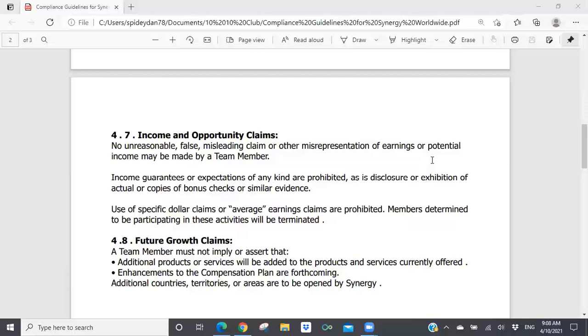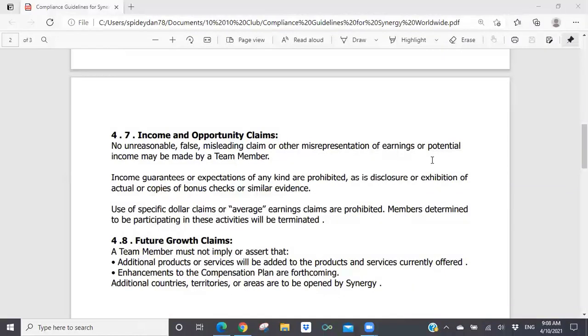So use of specific dollar claims or average earning claims are prohibited. I find that an interesting statement because Synergy actually has a document that shows the average earnings based upon levels of advancement in Synergy Worldwide, and we'll get to that in just a little bit. Members determined to be participating in these activities will be terminated.